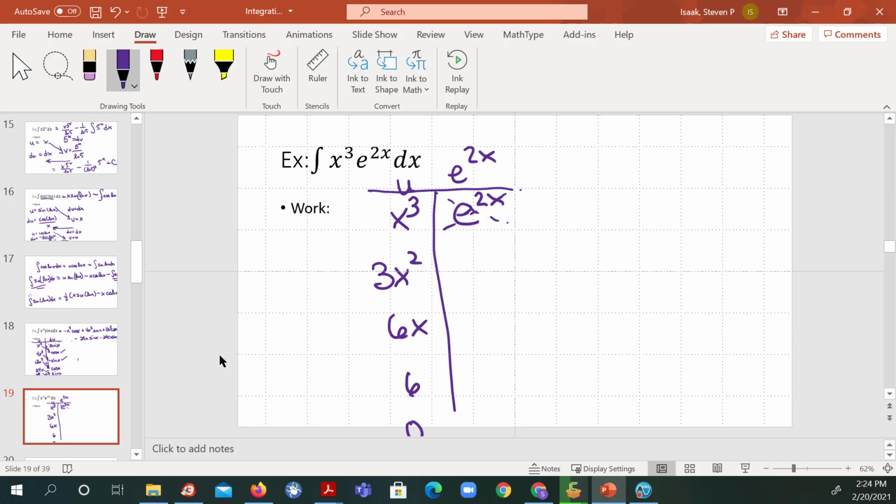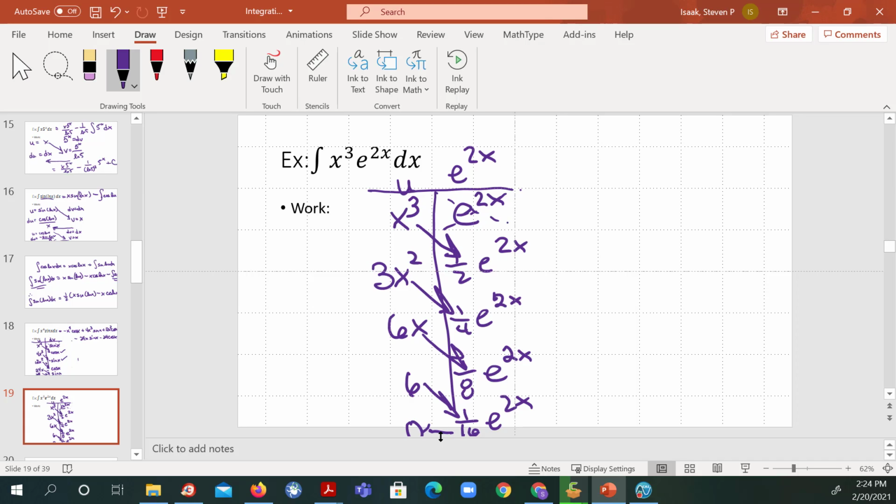So I put e to the 2x here. This will never be used. The antiderivative is 1/2 e to the 2x. Then I go until the table is level, 1/16 e to the 2x. And we take our diagonals. But when we go this way, remember 0 times anything is 0. Plus, minus, plus. This is just repeated integration by parts in a table to speed up time.